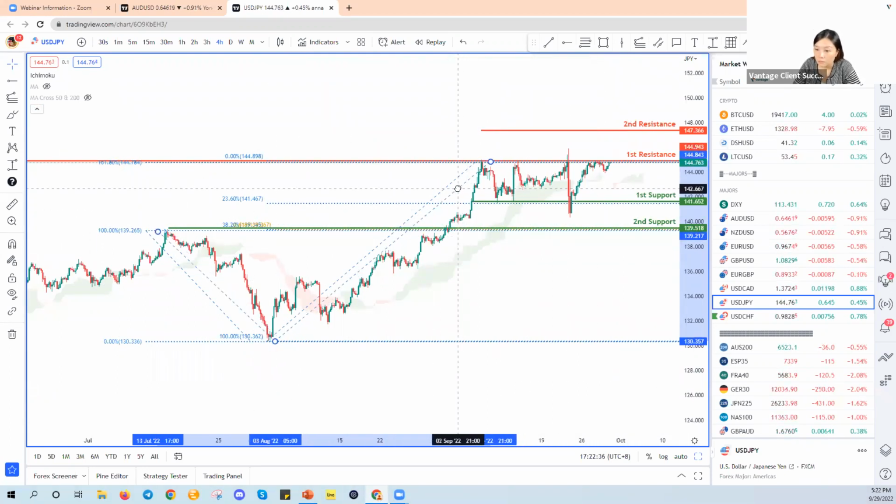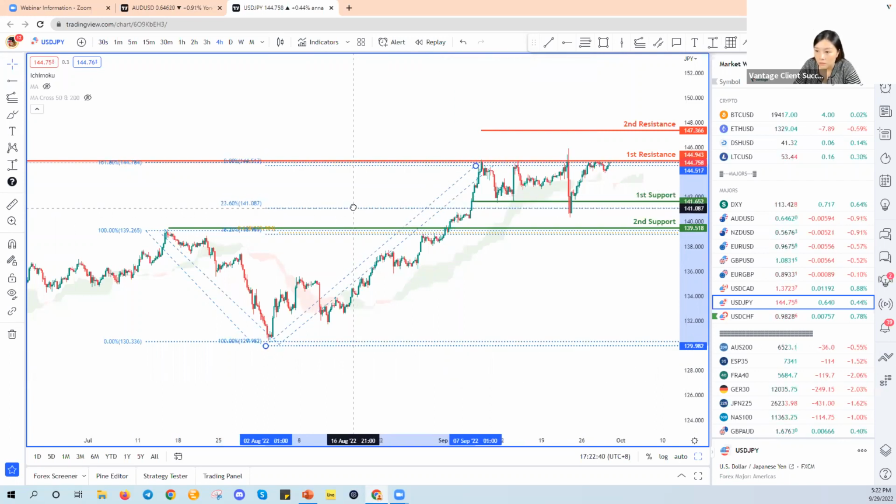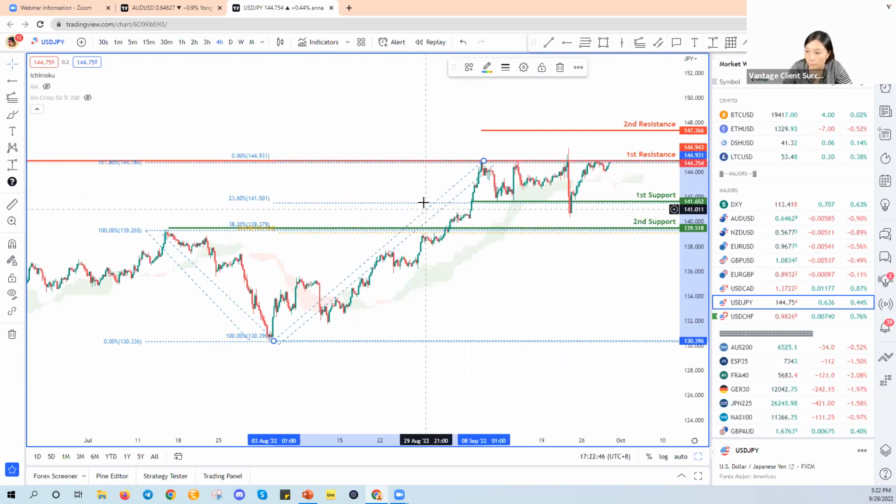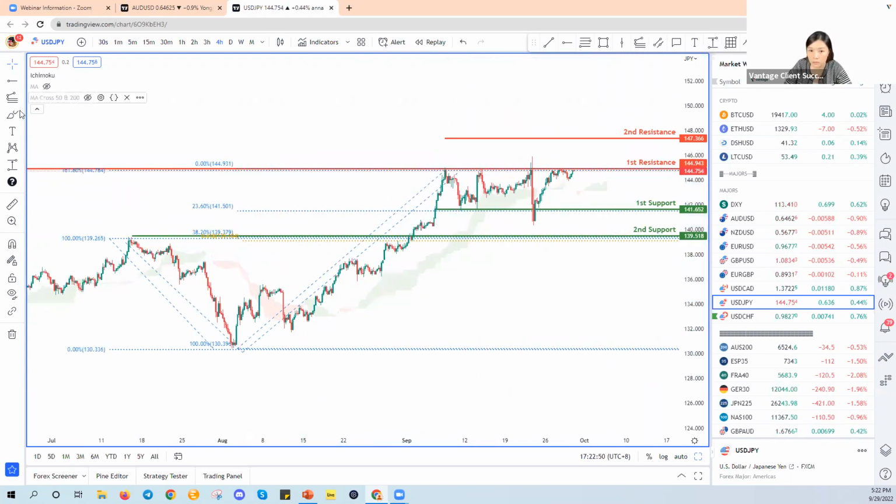And this is my, give me 1 second, retracement, yes. So my retracement here is actually 23.6%. So price seems to be ranging between my first resistance and my first support, as you can see here, right?